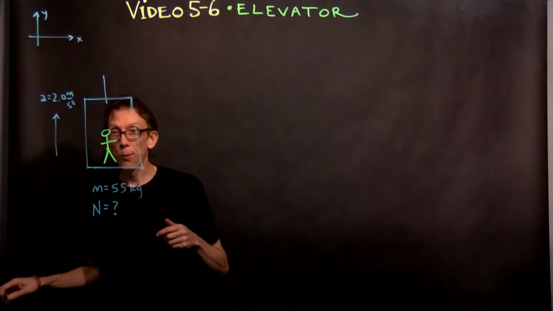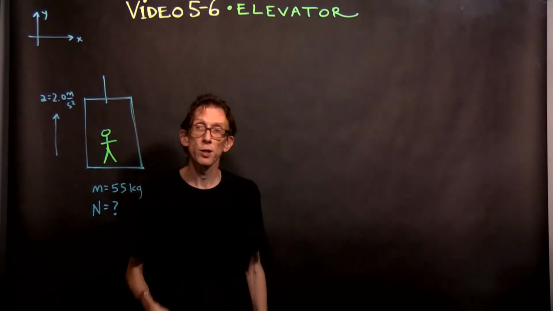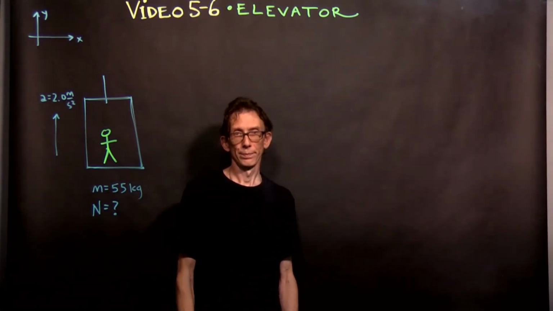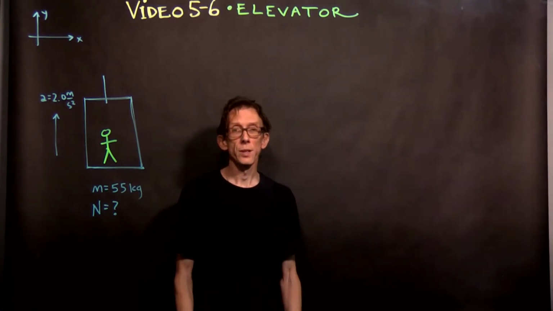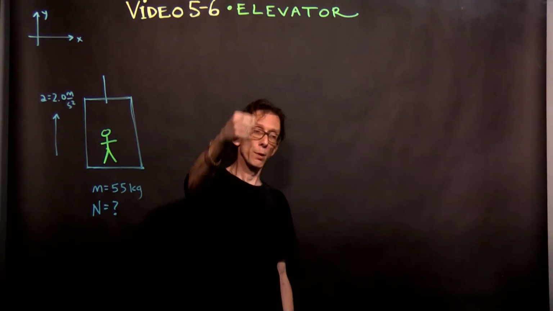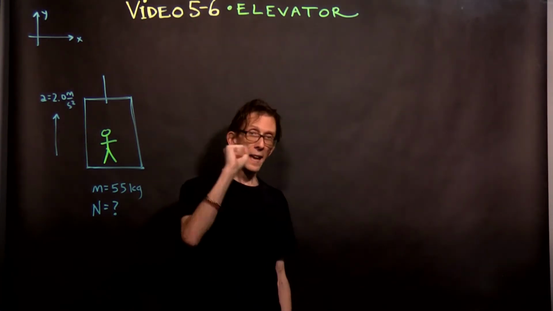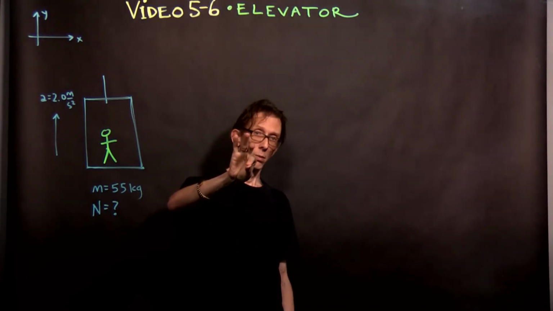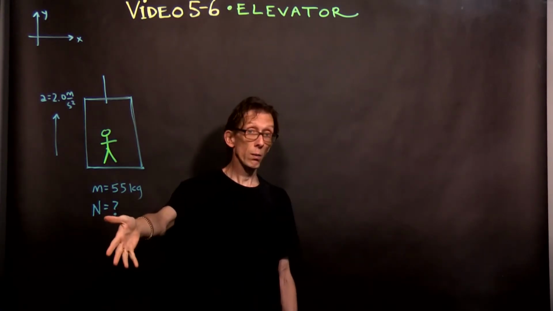Okay, what we want to know is if we're in an elevator and the elevator is accelerating upwards at 2.0 meters per second squared, what's the normal force? Remember, last video we talked about weight and the normal force. And in that video we talked about a coffee cup sitting on a table going nowhere. And in that situation, the normal force up, the weight down were equal and opposite, and they canceled. And that's why the cup goes nowhere, because the net forces were zero.